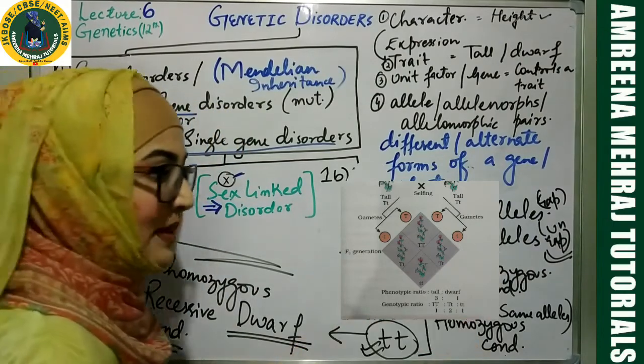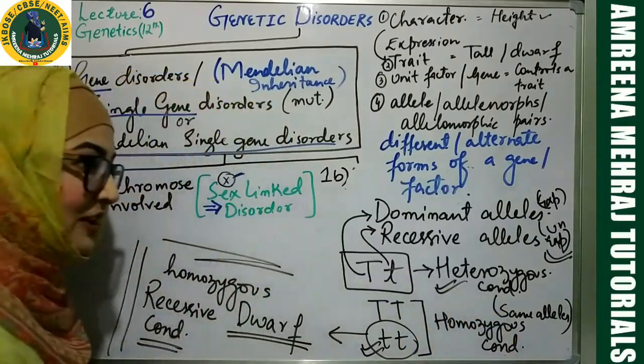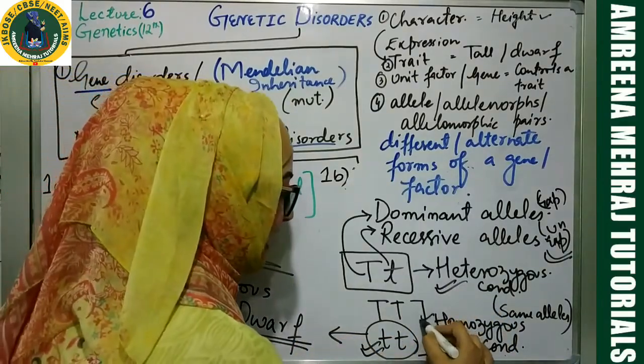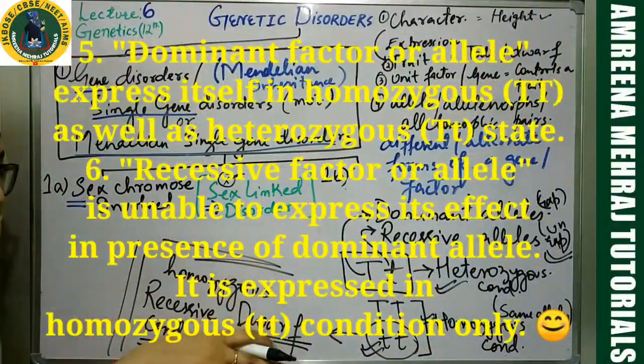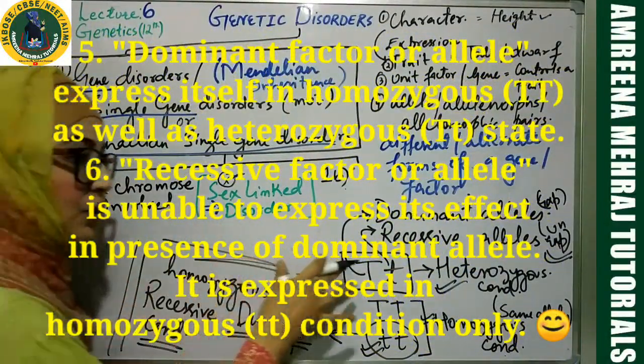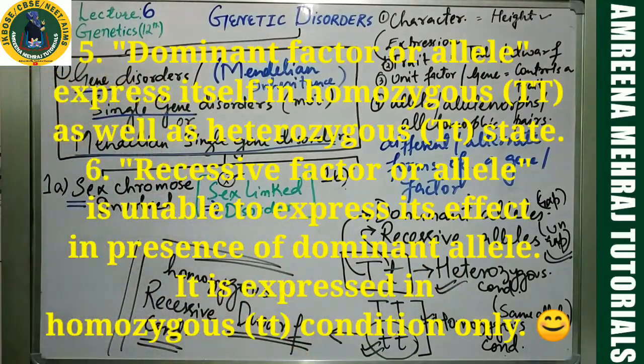A dominant trait can express itself under heterozygous condition as well as under homozygous condition. If an individual is homozygous for a dominant trait, it will show it. If an individual is in heterozygous condition, again the dominant allele will show its expression. This is very important. You need to have a hold on this.